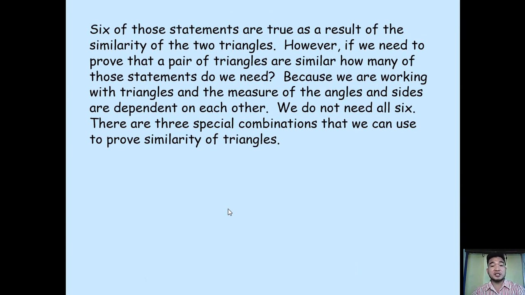Six of those statements are true as a result of the similarity of the two triangles. However, if we need to prove that a pair of triangles are similar, how many of those statements do we need? Because we are working with triangles, and the measures of the angles and sides are dependent on each other, we do not need all 6. Actually, there are 3 special combinations that we can use to prove similarity of triangles. So what are those 3 special combinations?